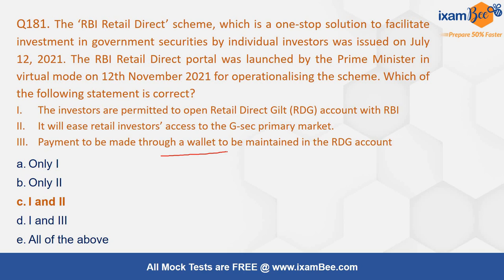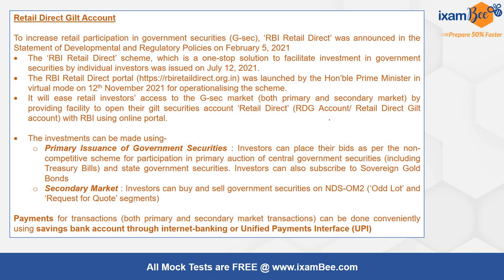Why would this be there? You can make payment through your bank also, no? So this looks like a very illogical statement. You can find out that 1 and 2 are correct. So you can open an RDG account with RBI, a Retail Direct Gilt account, and start investing in government securities. You can directly buy. Before that also you were allowed to buy government securities, but through intermediaries. Now you can directly buy from RBI.